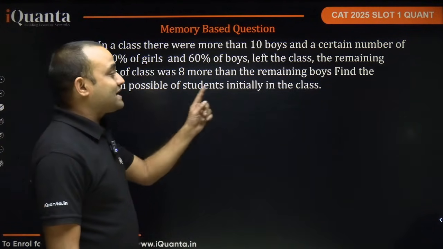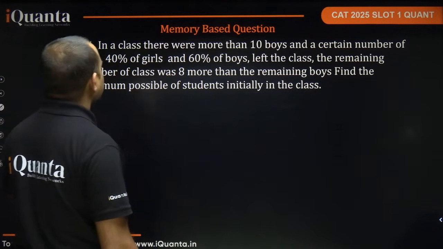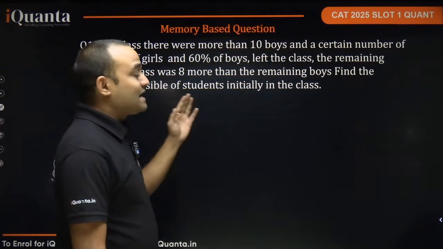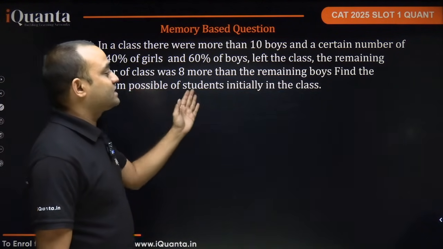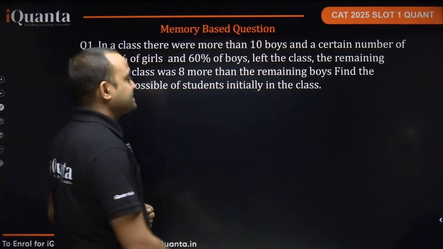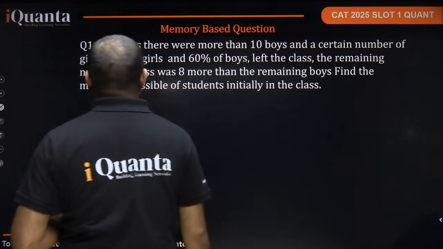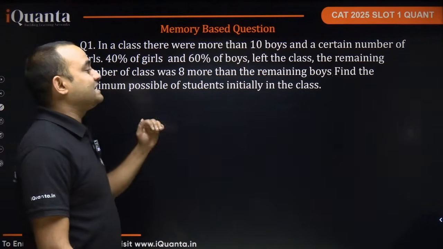First question: in a class there were more than 10 boys and a certain number of girls. 40% of girls and 60% of boys left the class. The remaining number of girls in the class was 8 more than the remaining boys. Then it says, find the minimum possible number of students initially in the class.